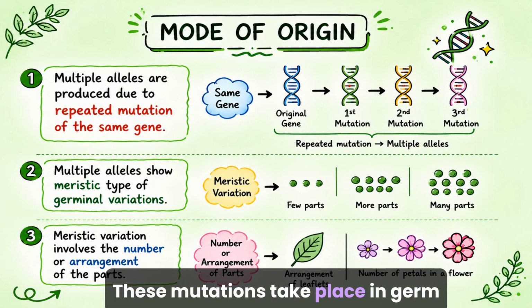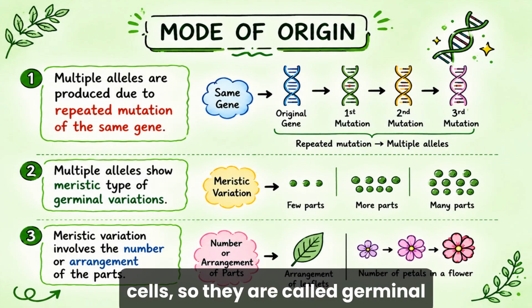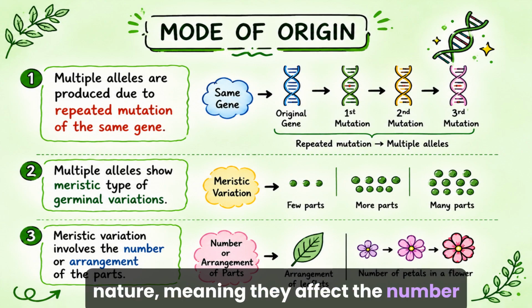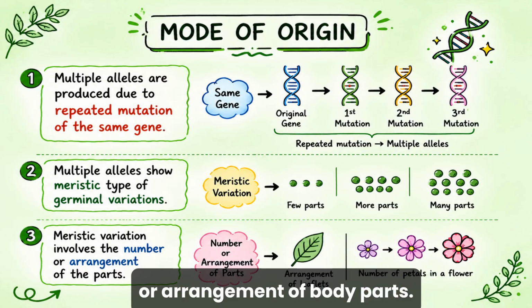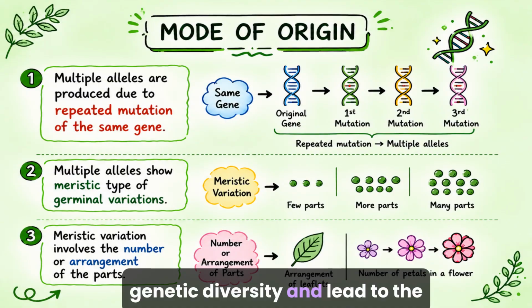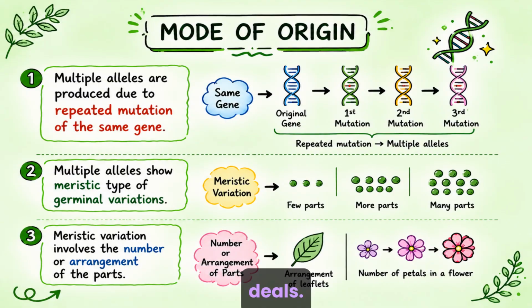These mutations take place in germ cells, so they are called germinal variations. Such variations are often meristic in nature, meaning they affect the number or arrangement of body parts. Therefore, repeated mutations increase genetic diversity and lead to the formation of multiple alleles.